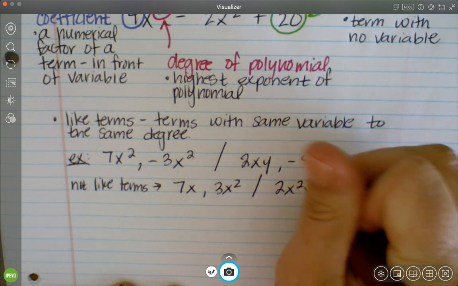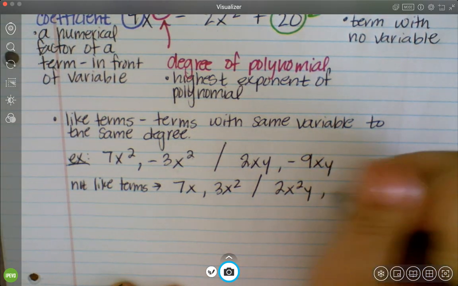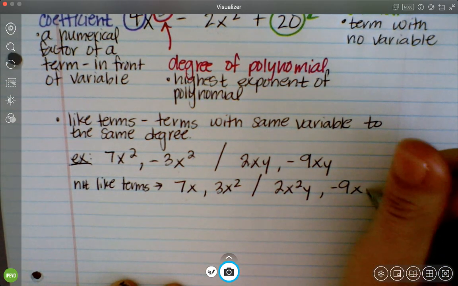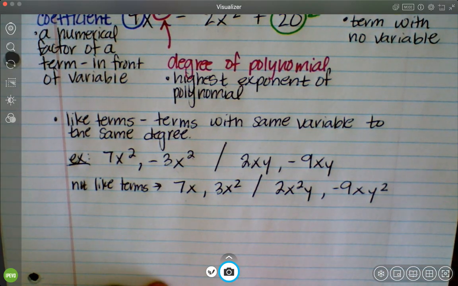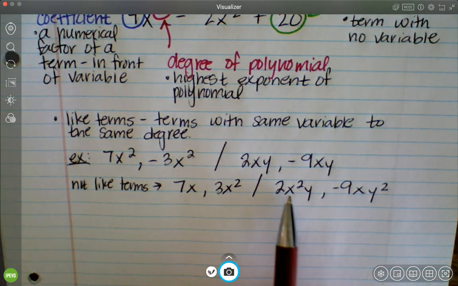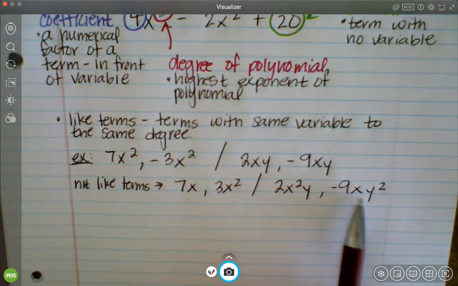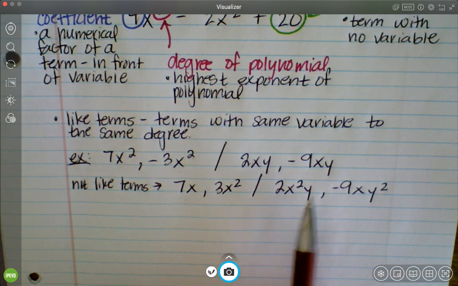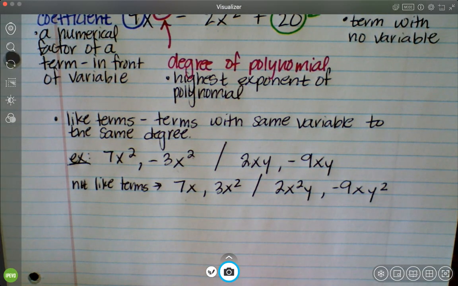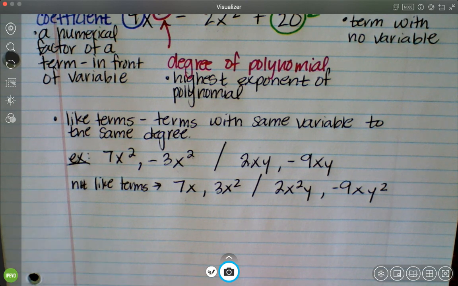2x squared y and negative 9xy squared. They both have x's and y's, however, this x is to the second power, and this one is not. This y is to the first power, and this one is to the second. So those would not be like terms.